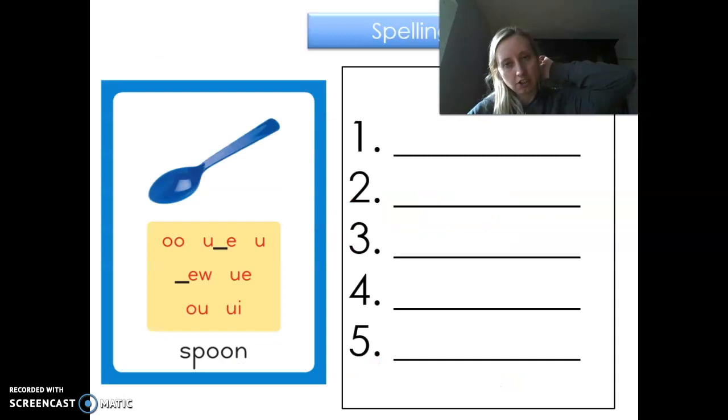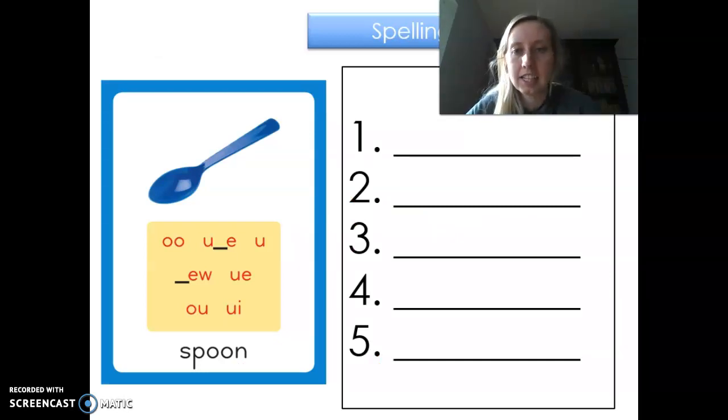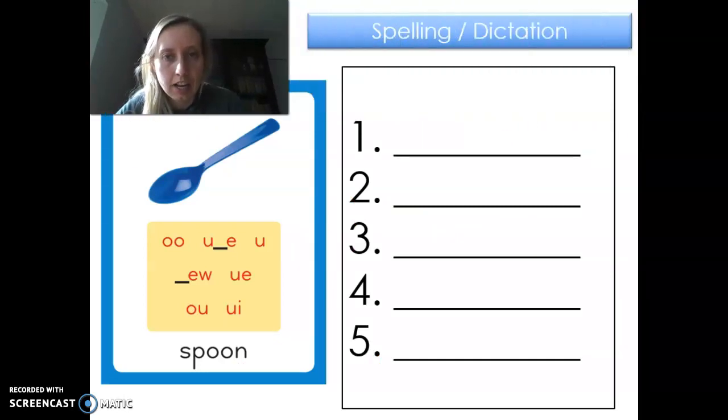Okay, friends. So once again, here's your spelling. You're going to do spelling on Spelling City and practice those words because there will be a test at the end of this week.